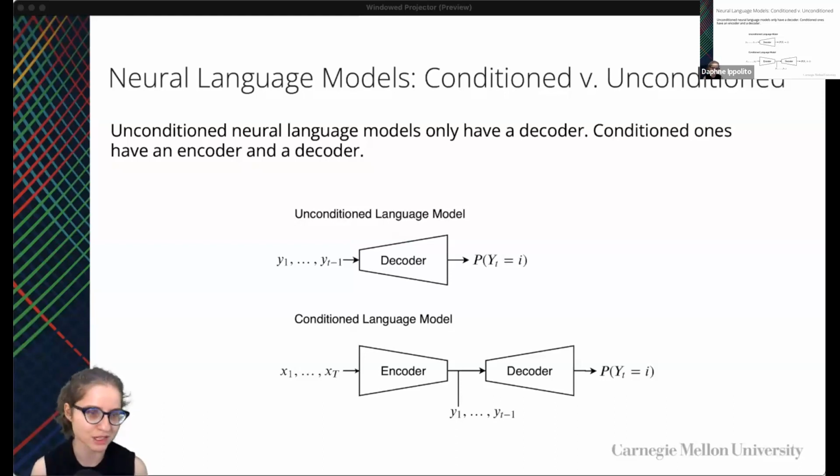And so going back to the question about BERT, BERT actually is an encoder-only model. It doesn't have a decoder. It doesn't have this thing that outputs the probability of the next word given the previous words. So if I had BERT on this figure, it would only have the encoder component.